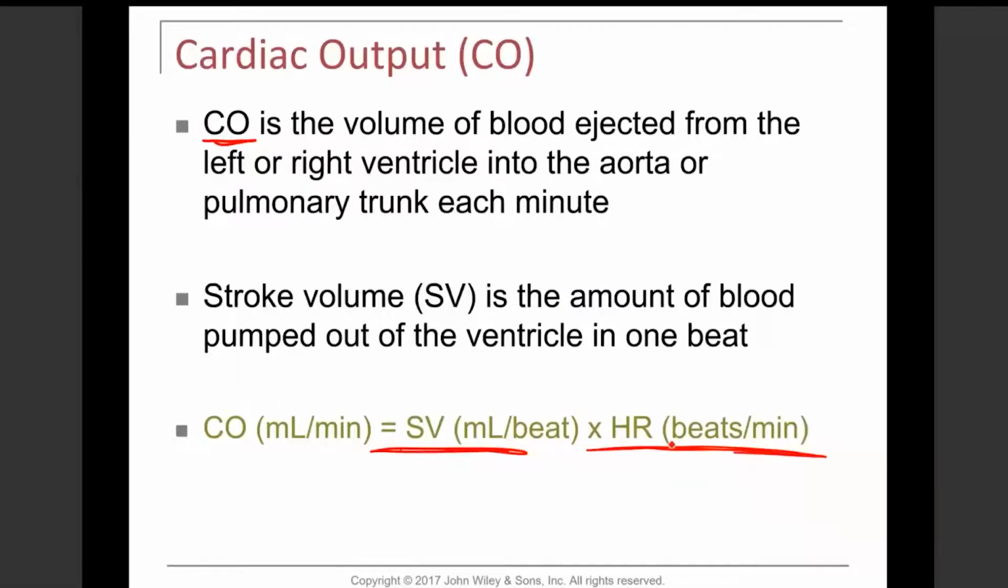Heart rate's pretty easy to get. You can listen for this. Auscultation can tell you your heart rate. You can figure that out by your pulse rate as well. So once you have your heart rate and you know your stroke volume, and stroke volume, once again, is calculated by EDV minus ESV.